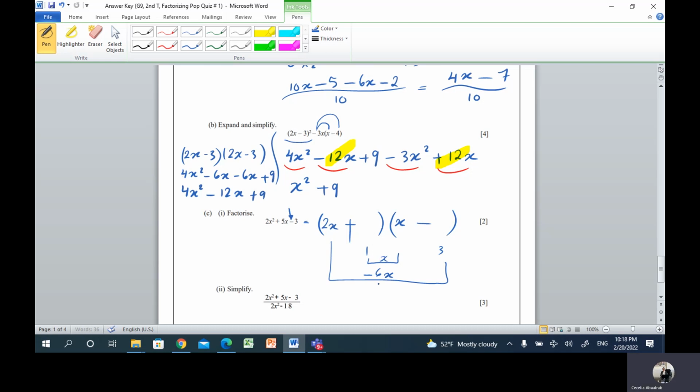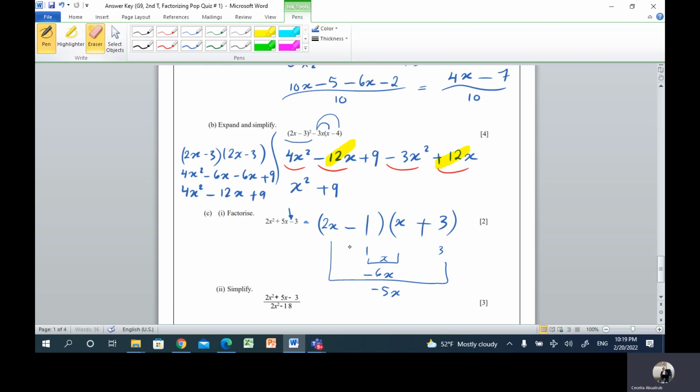So x plus minus 6x gives us minus 5x, but the middle term is plus 5x. So in this case, what we do is change the signs. This is going to be plus and this is going to be minus, and we're going to keep the 1 here and the 3 here.